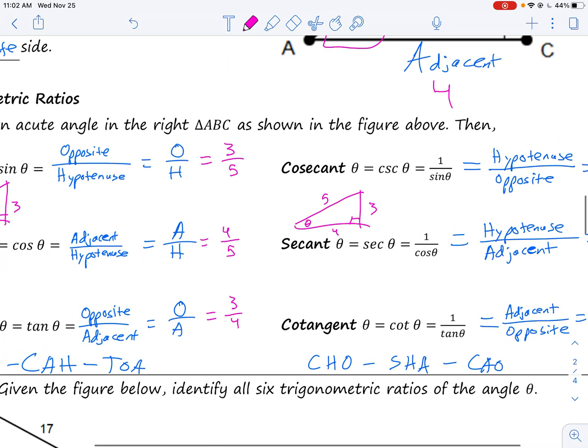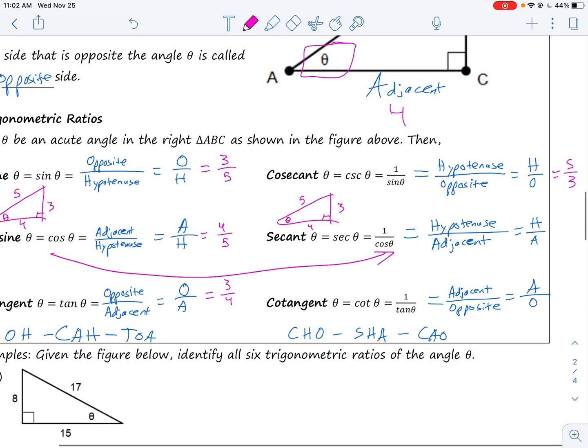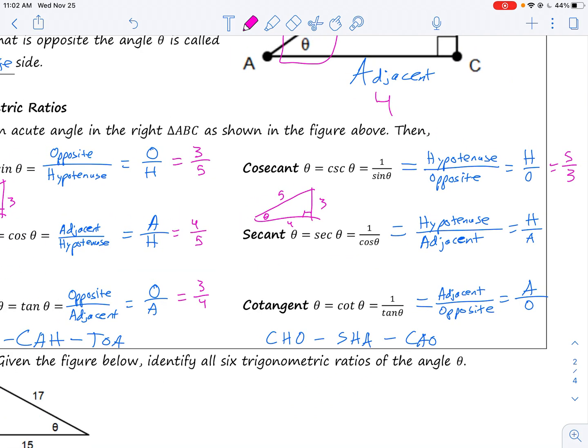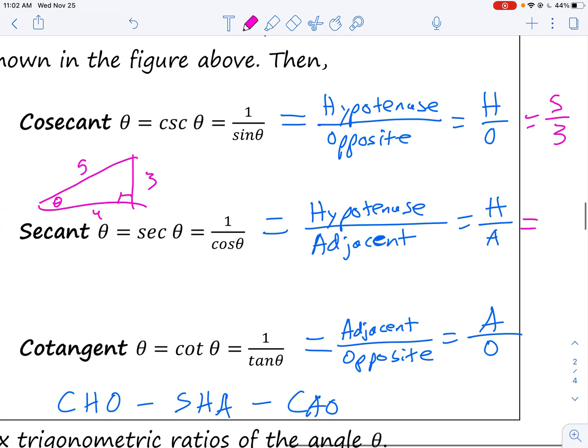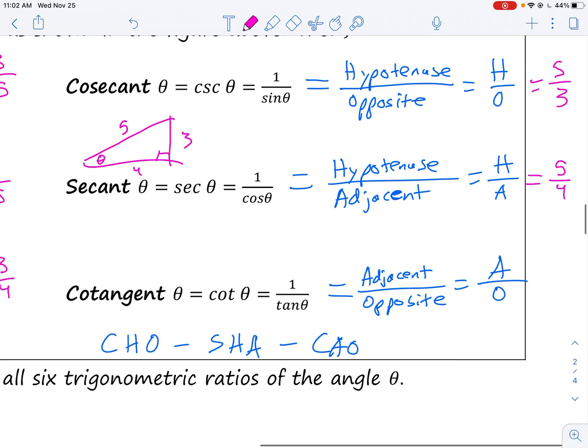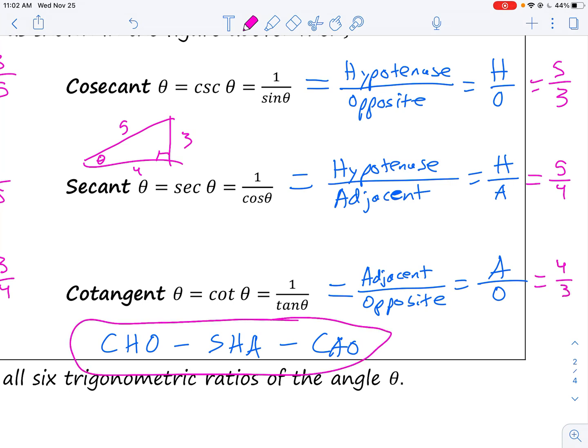Secant is the same as cosine, but upside down. So instead of adjacent over hypotenuse, it's hypotenuse over adjacent, which for our triangle here would be 5 over 4. And then cotangent is the same thing as tangent, but upside down. So instead of opposite over adjacent, it's adjacent over opposite, which for our reference triangle, our adjacent's 4, opposite is 3, so it would be 4 over 3. And again, if you like a phrase that helps you, you can think of it as CHO, SHA, KO, which doesn't quite roll off the tongue as well, but you get it.